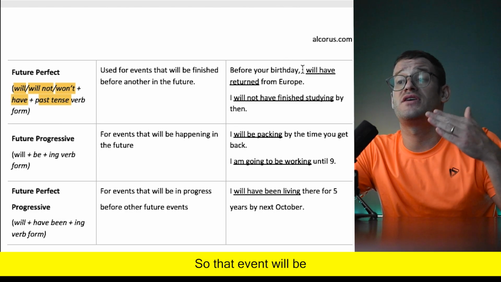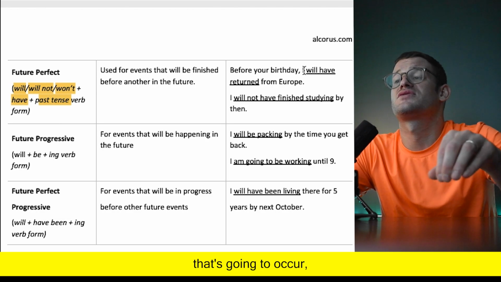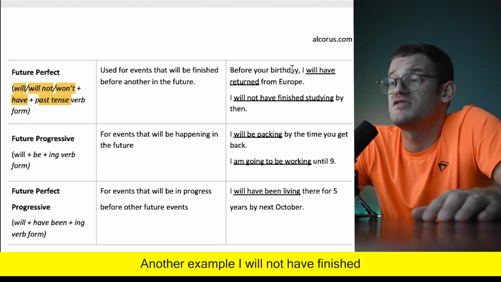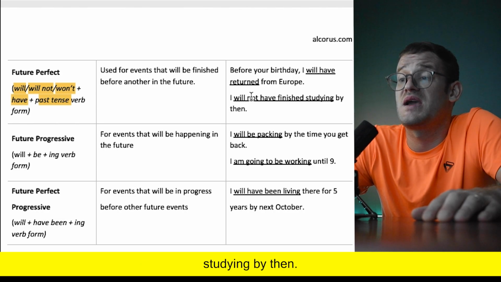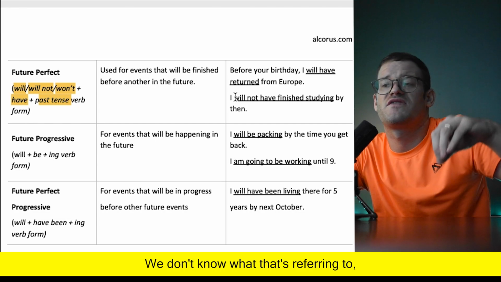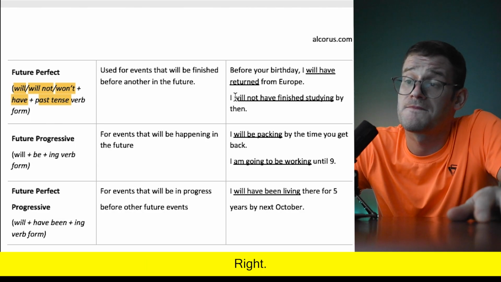So that event will be basically completed before this other future event that's going to occur, which in this case is the birthday. Another example, I will not have finished studying by then. So then is going to happen. We don't know what that's referring to. But before that happens, I will have finished, right?